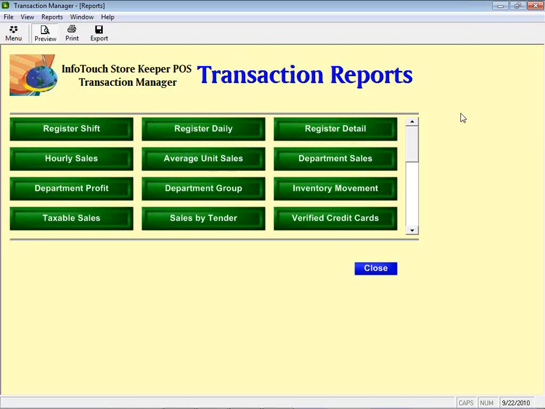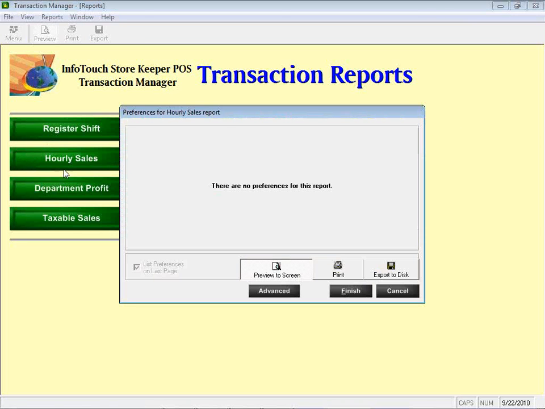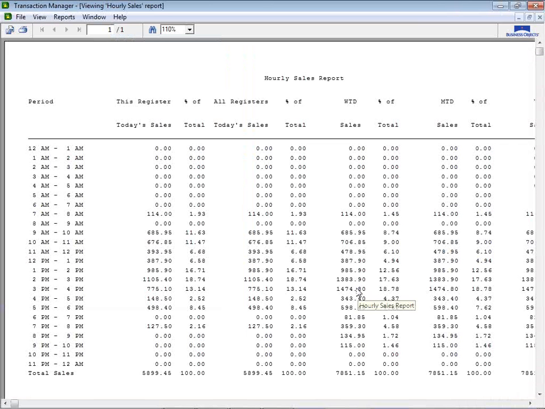Okay, let's go over a few more reports, and we need to get on to the rest of this before our time runs out. There's a number of reports that break things down in a fashion like this. So this register, today's sales, percent of total. All registers, today's sales, percent of total, week to date, month to date, and year to date.